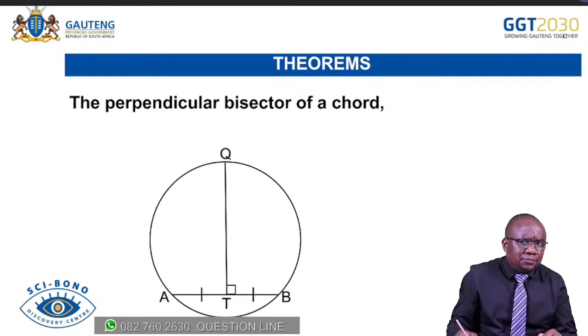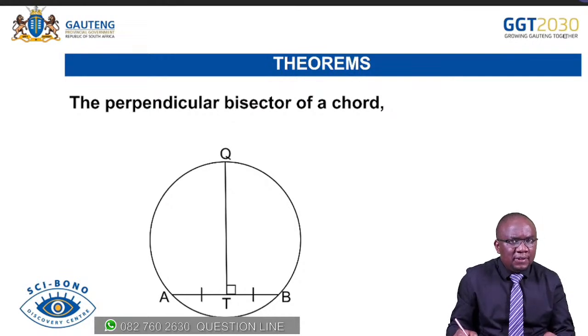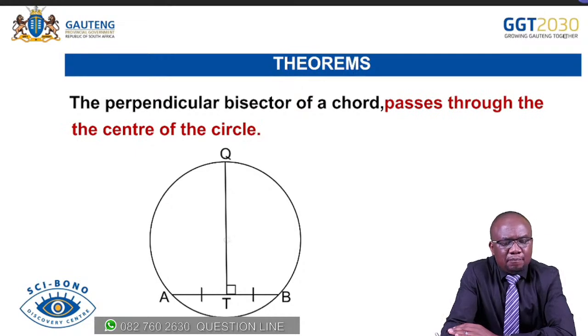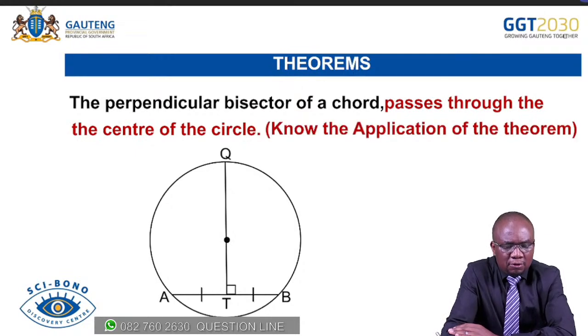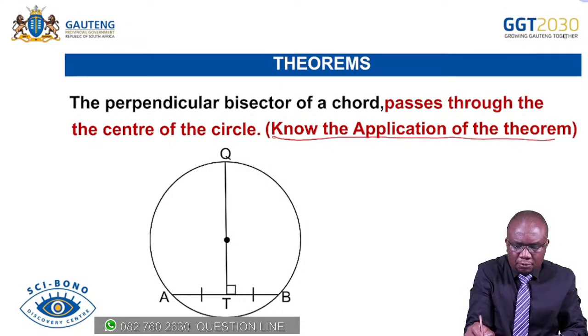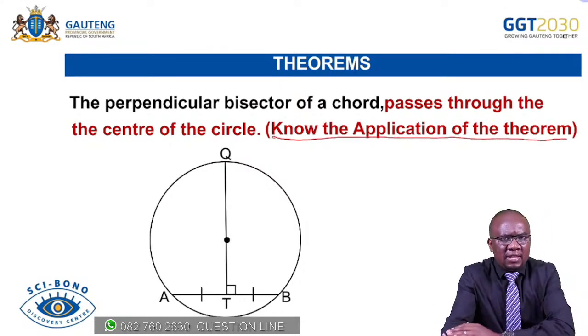So what does it do? Or what can you say about it? It passes through the center of the circle. Remember that. You have to apply this theorem. Don't worry about proving it. You just need to apply the theorem.